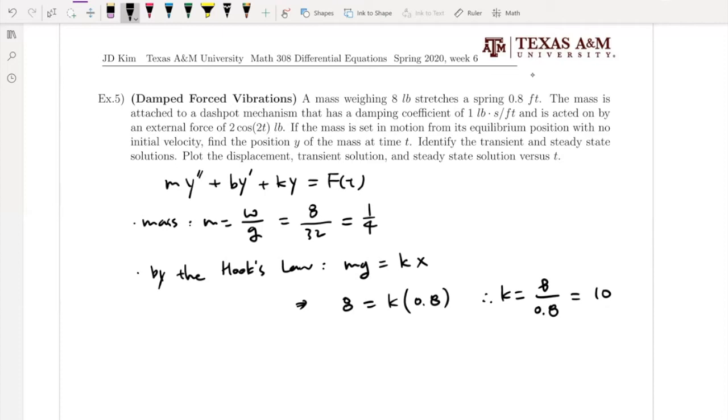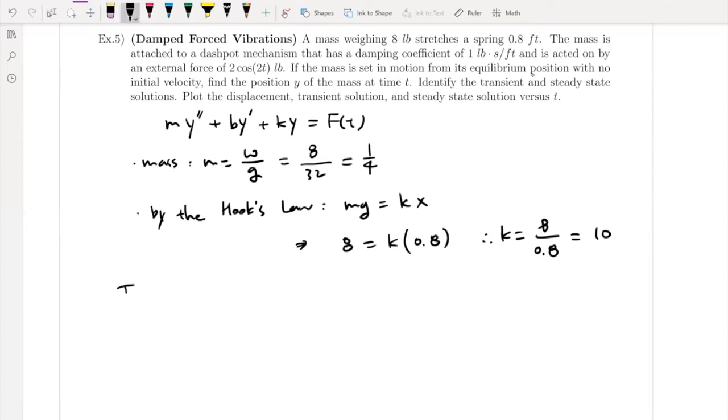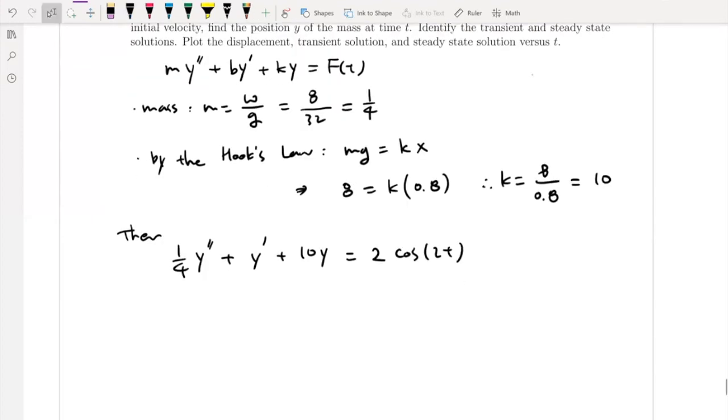With all this information, we can update the differential equation. Okay, here we go. I can write 1/4 y double prime plus b, which is given by 1, times y prime, plus 10y is equal to my external force, 2 cosine of 2t. Is that okay? For my convenience, let me multiply by 4 on both sides to free the leading coefficient. Then this can be written as y double prime plus 4y prime plus 40y is equal to 8 cosine 2t.